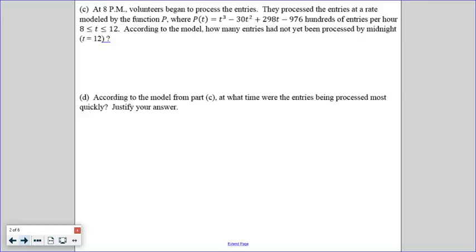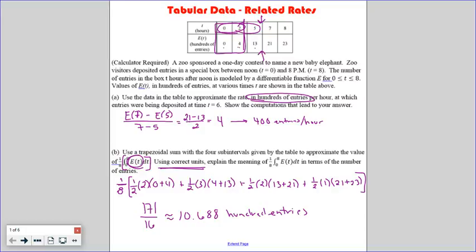Okay, so first of all, what I did is I went back to the table: how many entries did we have at time equals 8? So that would be E of 8, which is 23.